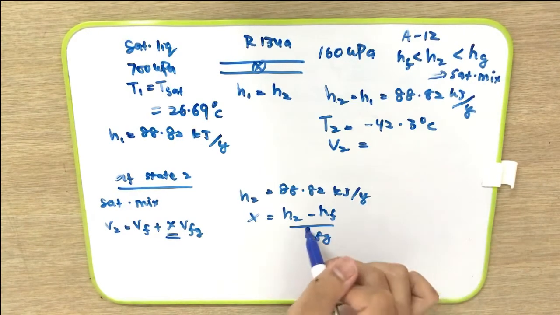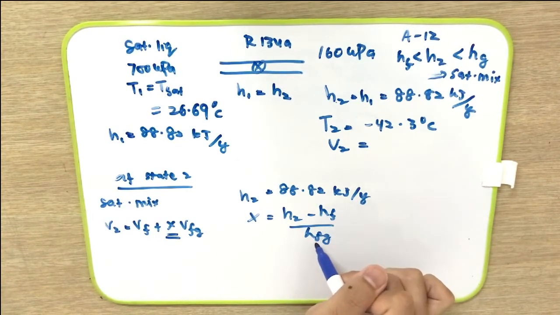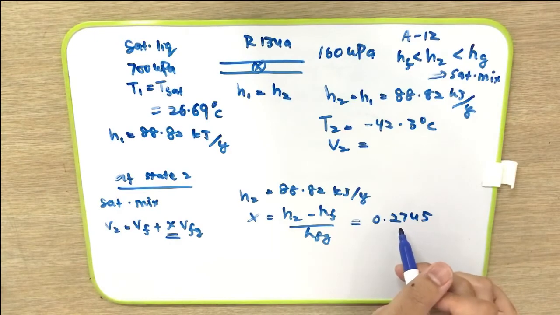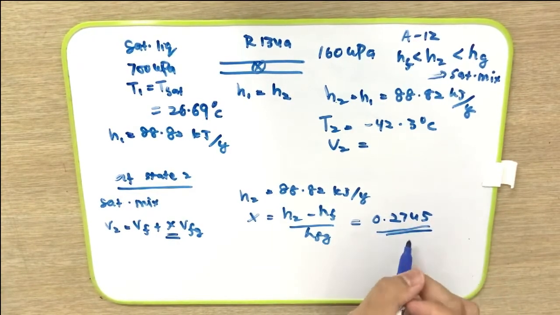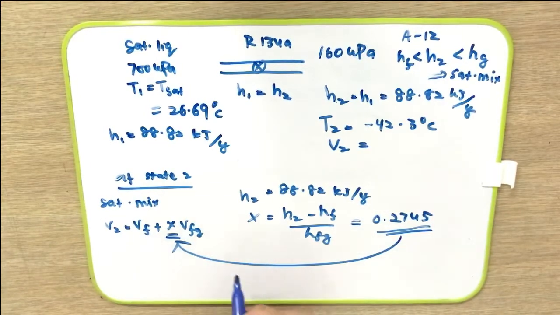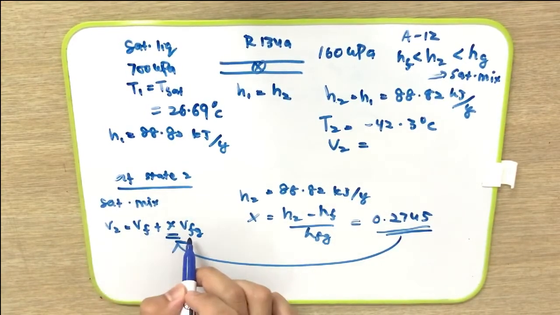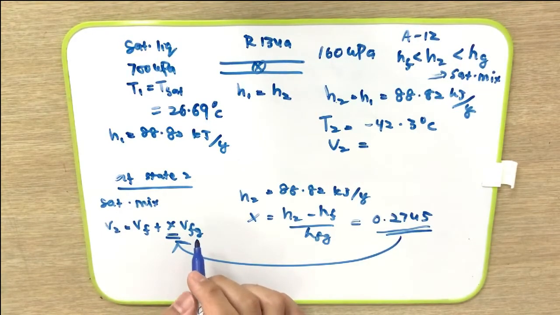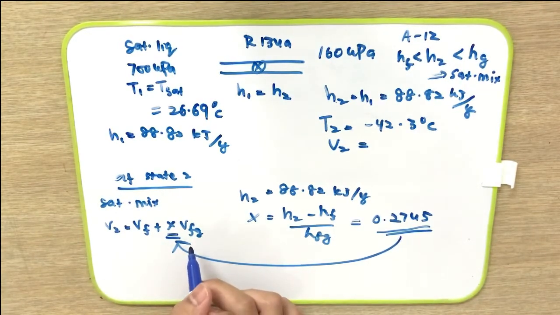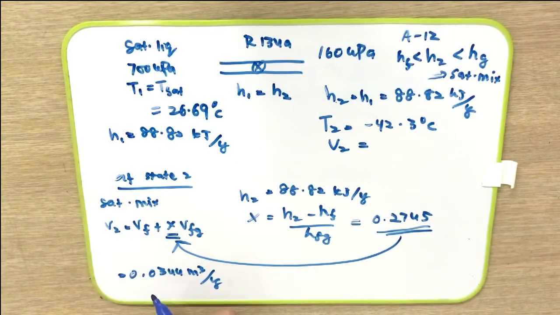Then after we substitute into this equation the Hf and Hfg, we will get 0.2745. Then by using this value, we can substitute into this equation and we find all the vf and also vfg from table A12 at pressure 160 kilopascal. Then we will get the value for V2 is equal to 0.0344 meter cube per kg. So that is how we solve question number 5.